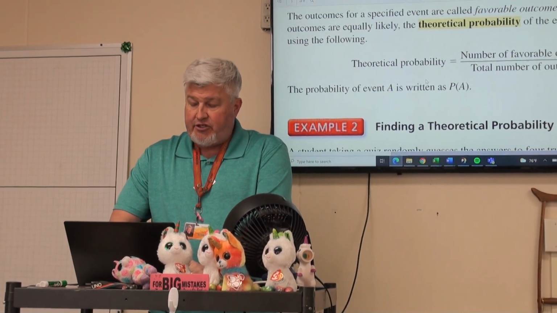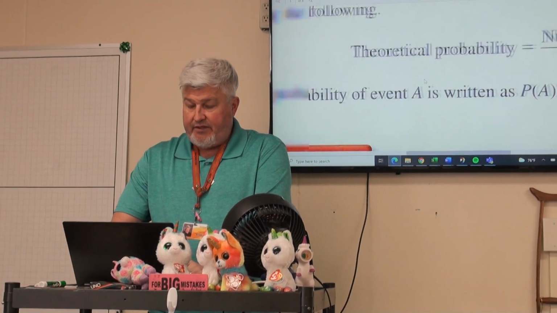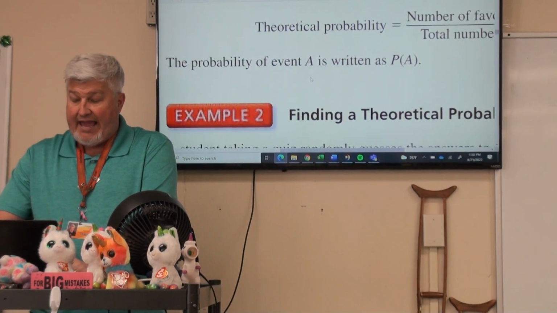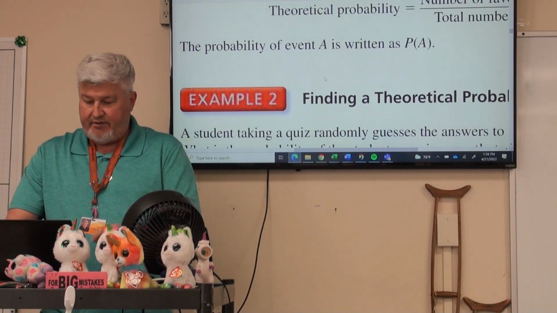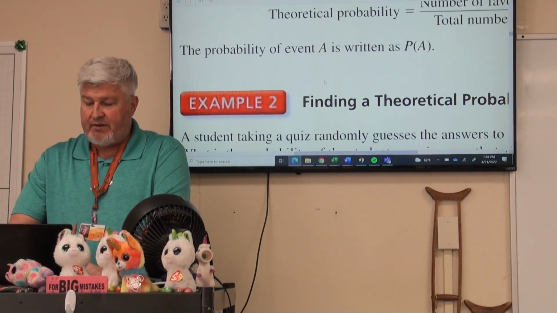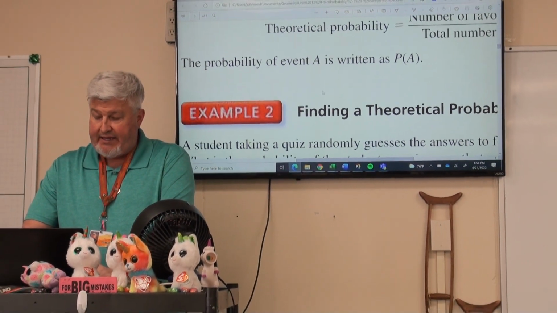There's a little designation you should be familiar with here. The probability of an event A is written as P of A, and that's how you say it, P of A, okay? Just so you know when you see that's what it means. The probability of an event is known as the P of A.